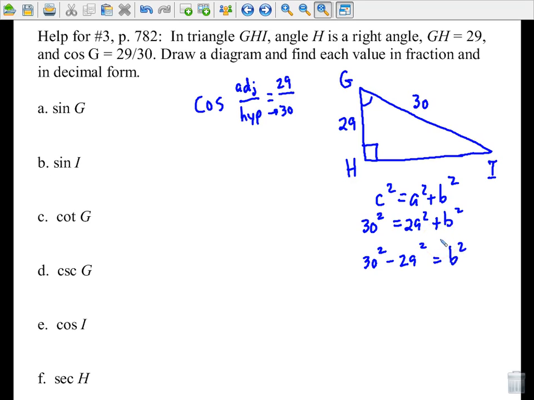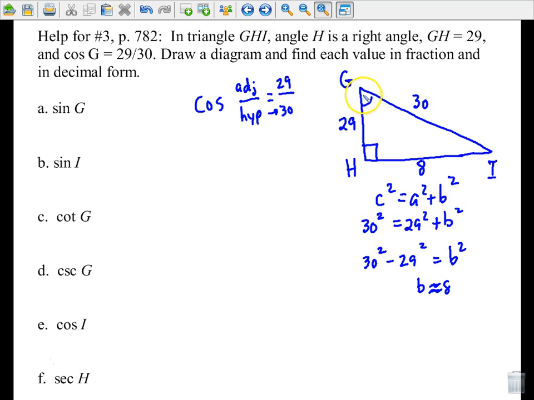So let's see what that is. 30 squared minus 29 squared. That equals 59, and then we need to do the square root of that to come up with actual b. Remember, that represents b squared. And it's a decimal, 7.6811. I'm just going to round to the nearest whole number. I'm going to say that this is 8. And it's an approximation. All right. Okay, so now we are ready to come up with these ratios.